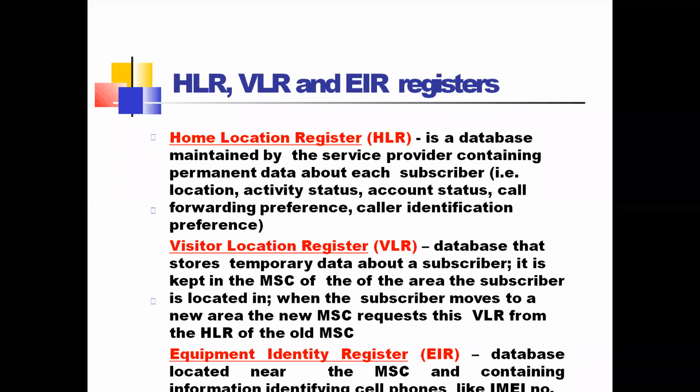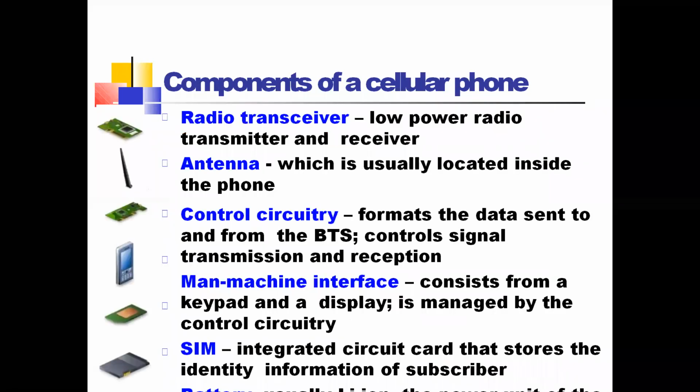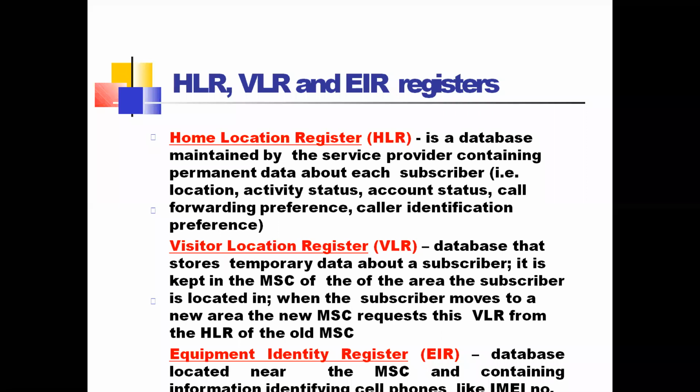there are different parts. One is the home location register. The second one is the visitor location register. The third one is the equipment identifier register. First one is the home location register. The home location register is a database maintained by the service provider.